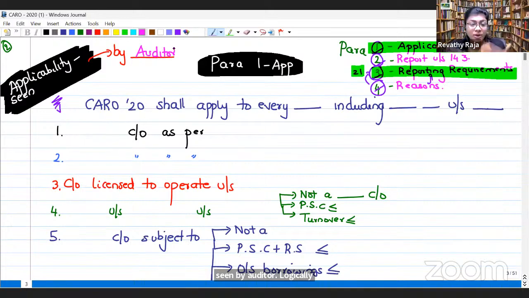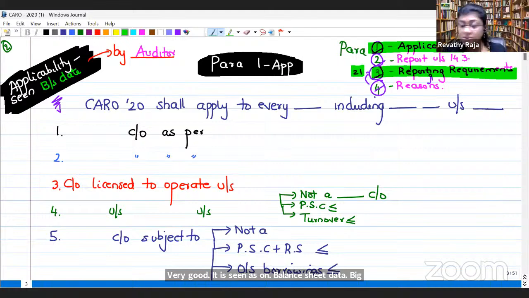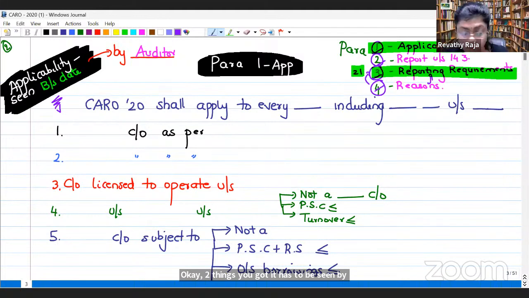Logically think, we have to report under our audit report. Now, which date will you see? Is it previous year or current year, or which date will you see whether CARO is applicable for this company audit? Very good. It is seen as on balance sheet date of the current year. So assume you are doing the audit of 23-24, you will see as on 31st March 2024. Two things you got: it has to be seen by the auditor. Second, when? As on the balance sheet date.